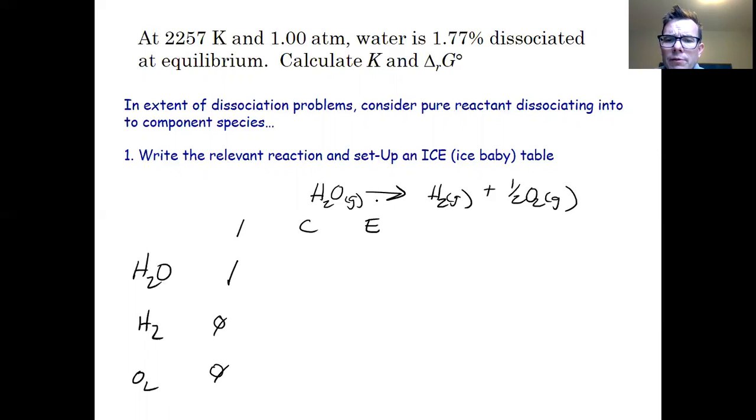Based on the stoichiometry, you can figure out the change. And I don't exactly know why, but in extensive dissociation problems, we typically write the dissociation as alpha, not X. So this is a reactant, it's minus alpha. This is plus alpha. This is plus 1/2 alpha. Once I have that, I can figure these out. 1/2 alpha.